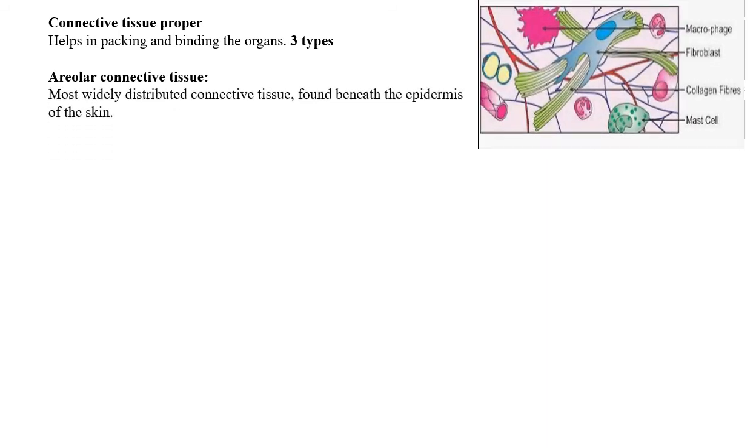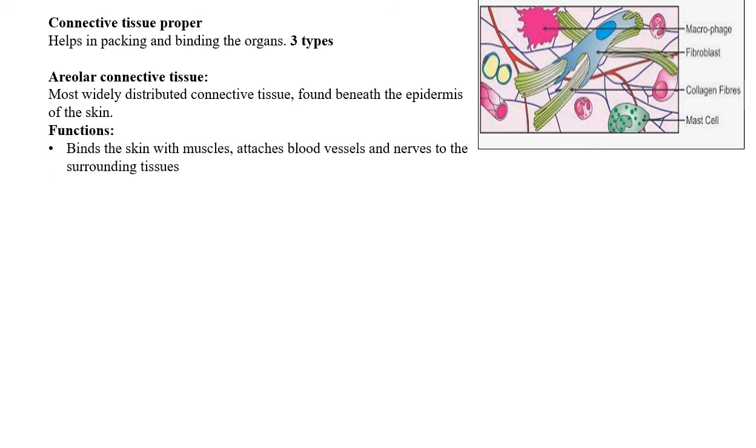Connective tissue proper. It helps in packaging and binding the organs. It is of three types. Areolar connective tissue. It is the most widely distributed connective tissue. It is found beneath the epidermis of the skin. Functions: areolar connective tissue binds the skin with muscles, attaches blood vessels and nerves to the surrounding tissues. It makes the skin elastic to withstand stretching.